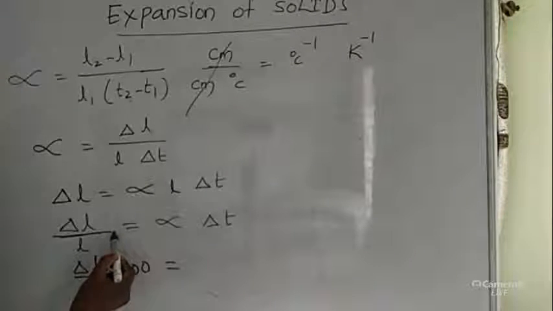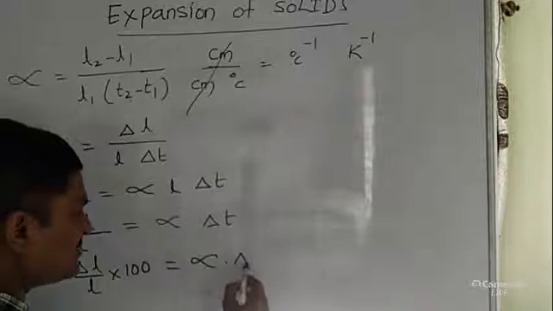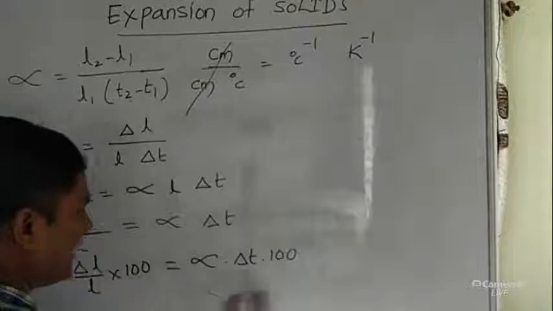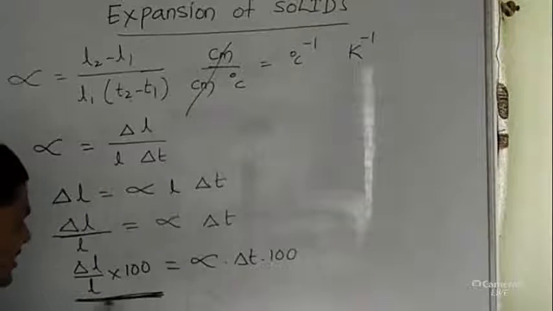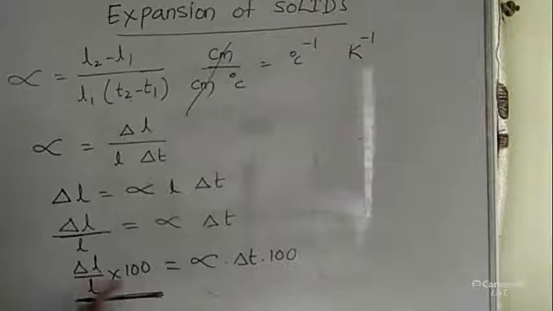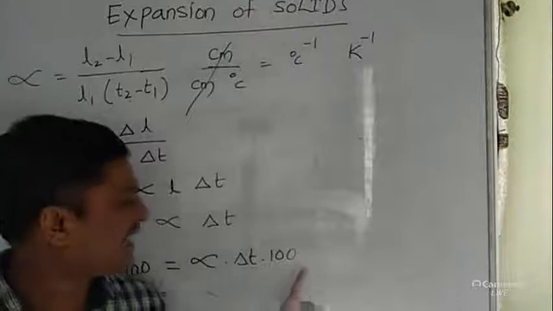So left hand side is multiplied with 100, so right hand side also should be multiplied with 100. This is named as percentage change in length. So percentage change in length equal to alpha into delta T into 100.